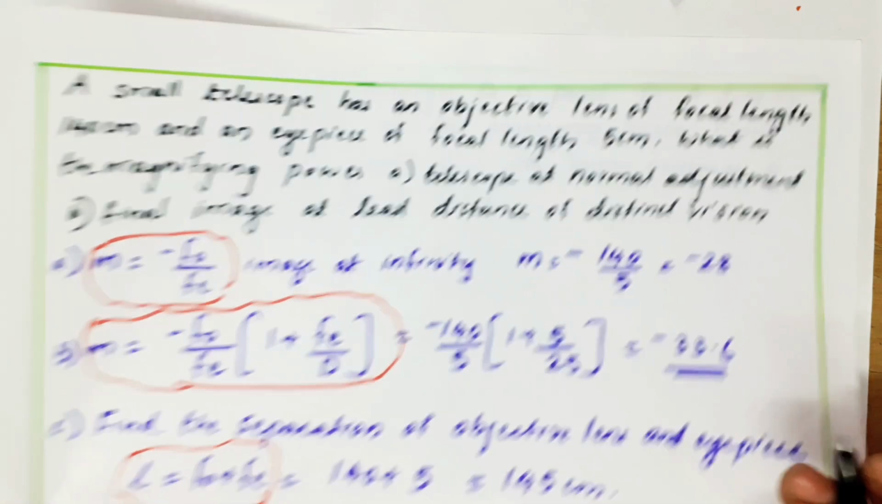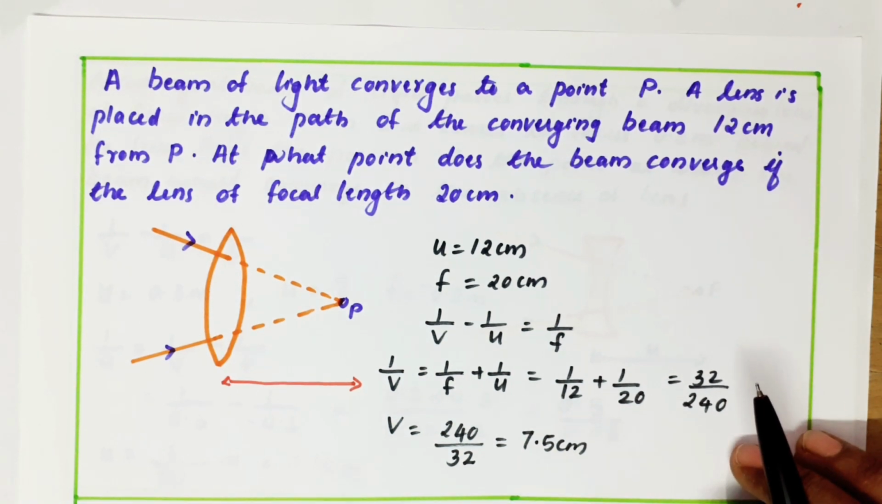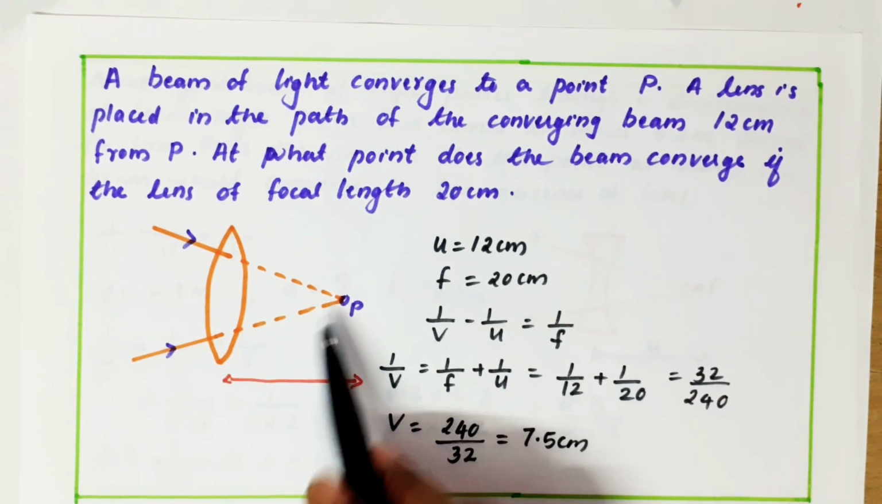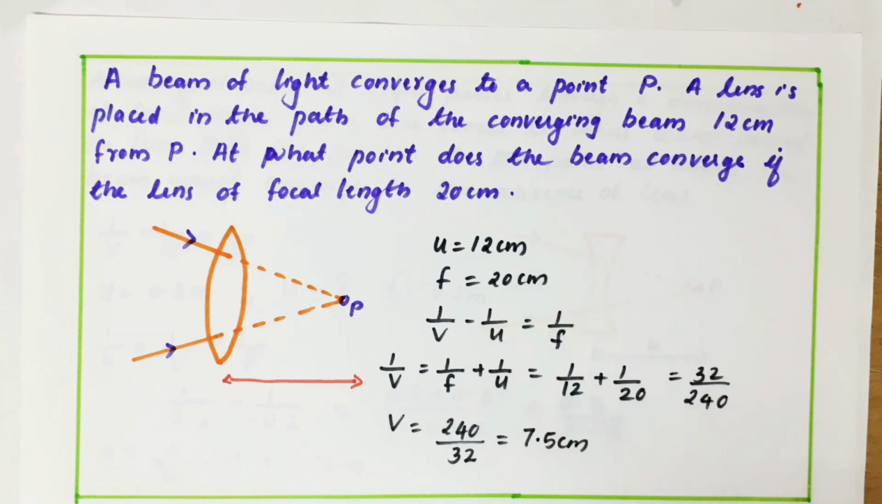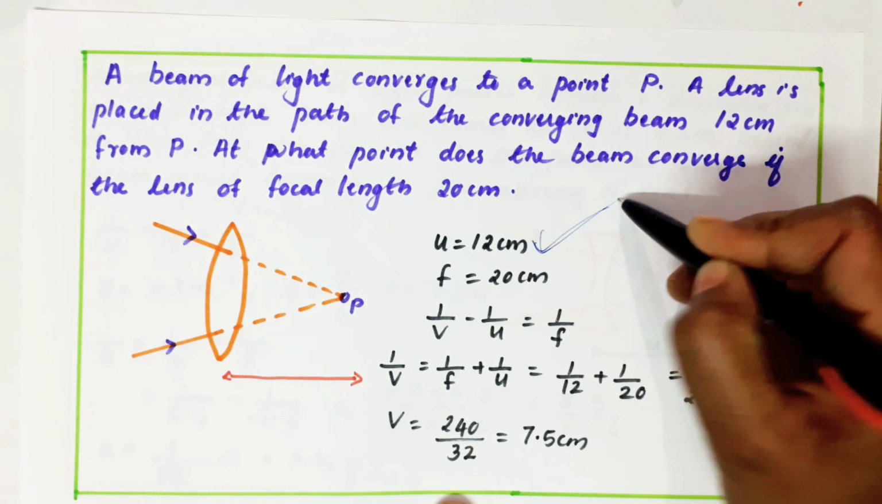Telescope question done. Another question. A beam of light converges to a point P. A lens is placed in the path of converging beam at 12 cm from P. At what point does the beam converge if focal length is 20 cm? Very important question. They are given here the focal length and they told at what point it's getting converged. A converging ray is converging at this point. So remember, this is the case in which U is taken as positive.